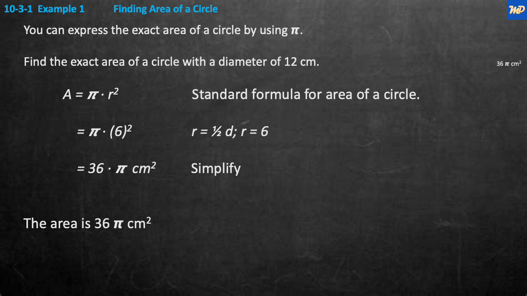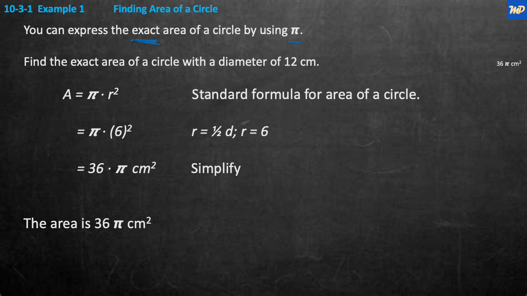Example 1, finding the area of a circle. You can express the exact area of a circle by using pi. What they mean is, normally when we say 2 pi r and we multiply it out, or we say 3.14 for pi, that's an approximation, because it's 3.14159 something and it goes on forever. So every time we calculate the area of a circle, or the circumference, it's an approximation, because we use the decimal number for pi. But if we want an exact area, we have to leave the pi as pi in the answer.